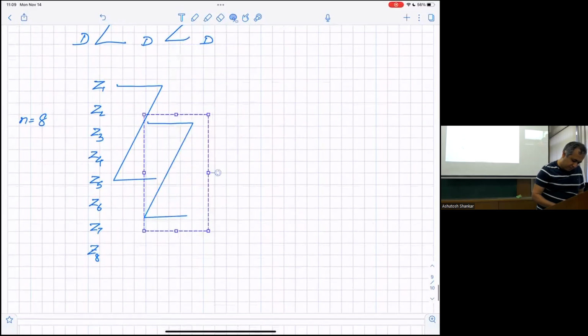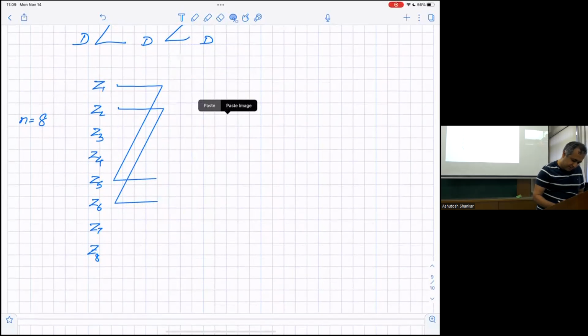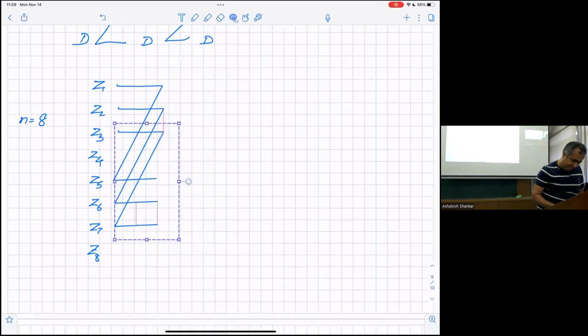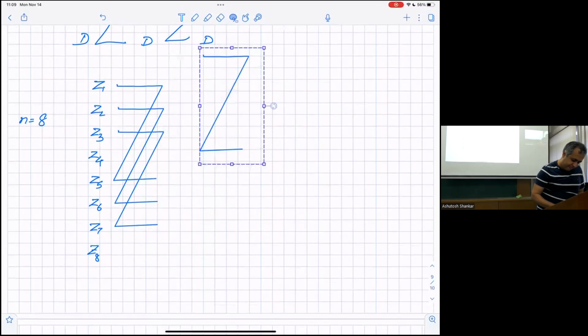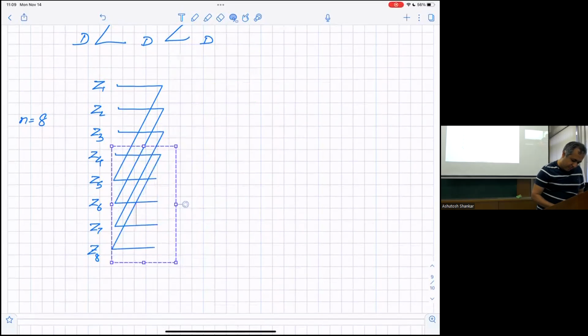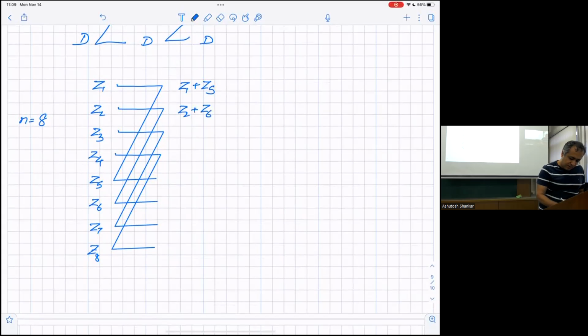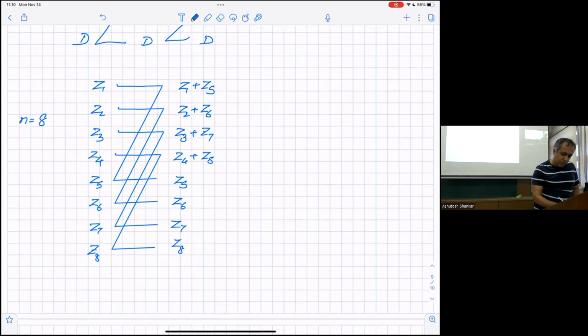You follow what I'm doing. So you're going to apply this operation. Now, once again, you're going to now then do what are you going to have? Here you're going to have Z1 plus Z5, Z2 plus Z6, Z3 plus Z7, Z4 plus Z8, Z5, Z6, Z7, Z8. Now we're going to apply this operation.